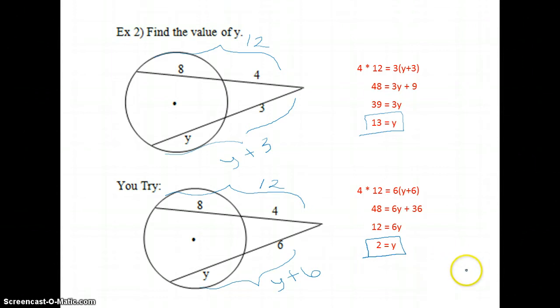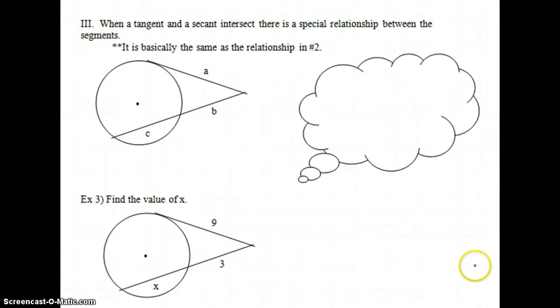So we've got one more property. Our last one deals with actually taking a tangent line and a secant line. So a tangent line, recall, will touch the circle at only one spot, and a secant line will touch that circle at 2 spots, go through the circle in 2 places.